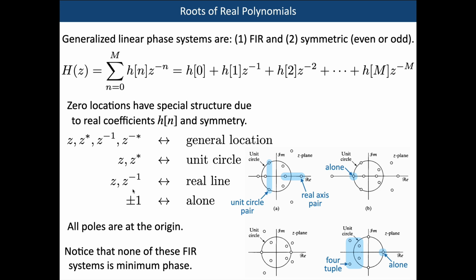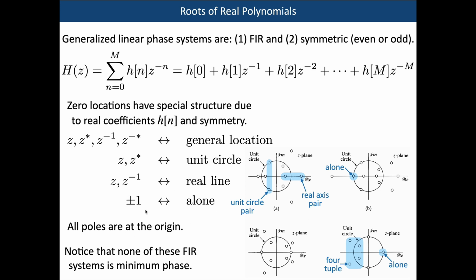Where do we see reciprocal pairs? That's any 0 on the real line. So here's a reciprocal pair. Here's a 0 on the real line, not at plus and minus 1, so it must also have a reciprocal pair. Here's one, and it's reciprocal. Here's one, and it's reciprocal.